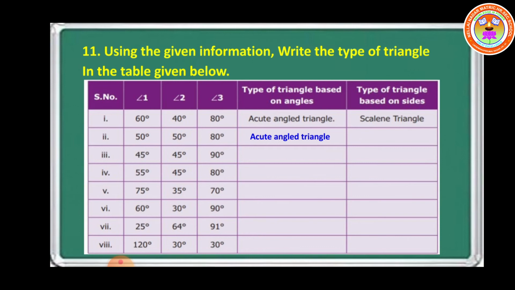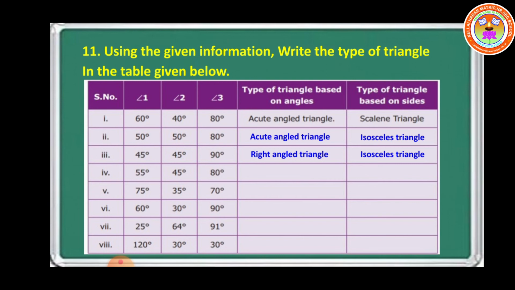Second one. See 50 degrees and 80 degrees. All the angles are less than 90 degrees. Therefore, it is an acute angle triangle. 2 angles are equal. Therefore, it is an isosceles triangle. Third subdivision: 45 degrees and 90 degrees. One of the angles is 90 degrees, therefore it is a right angle triangle. 2 angles are equal, therefore it is an isosceles triangle.